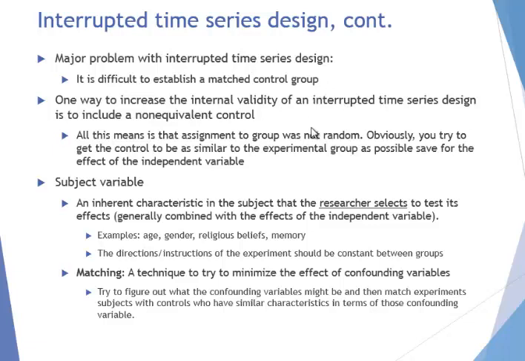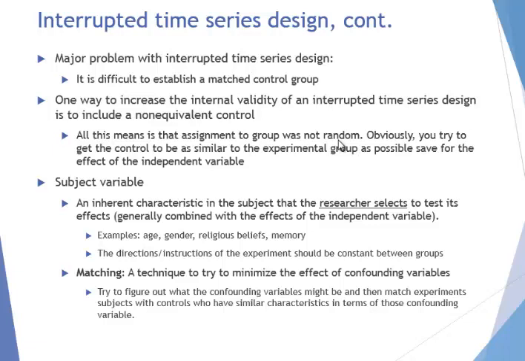One way to increase the internal validity is to try to include a non-equivalent control, which means that really what makes this a quasi-experiment is simply that the assignment to the group was not random. But that doesn't mean that you can't try to find something that could act as a control, even though you did not specifically have any power over which one was the control. If you're comparing the effect of a crackdown in Boston to the effect of a non-crackdown in New York, well, you didn't have any control over which one was which, but you can still study that effect.